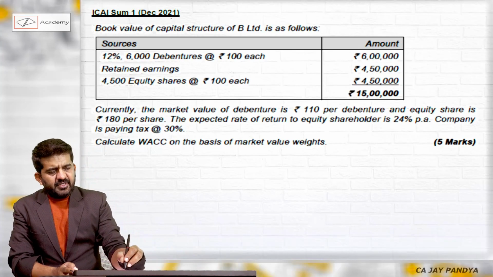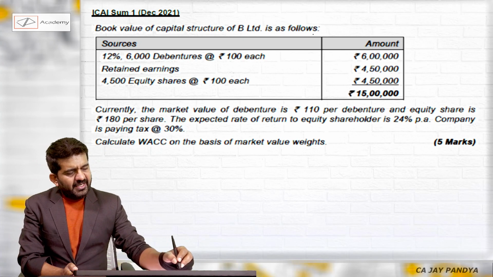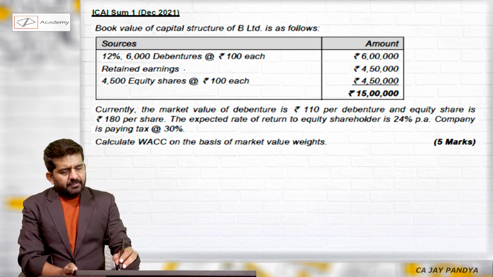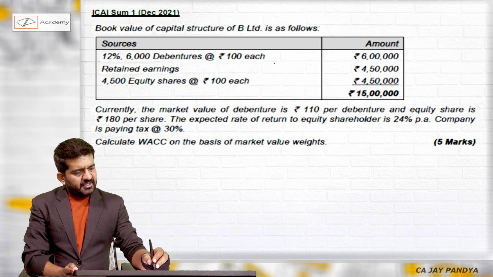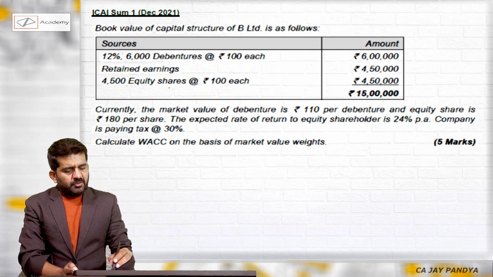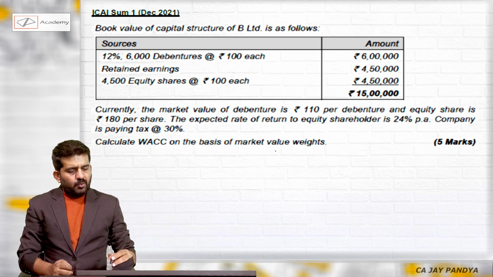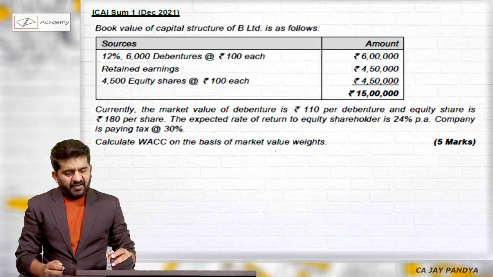ICAI sum number 1, December 2021. Book value of capital structure of B Limited is as follows. 12% 6,000 debentures of rupees 100 each, 6 lakhs. Retained earnings 4 lakh 50,000. 4,500 equity shares of rupees 100 each, 4 lakh 50,000. Total capital employed is 15 lakhs.